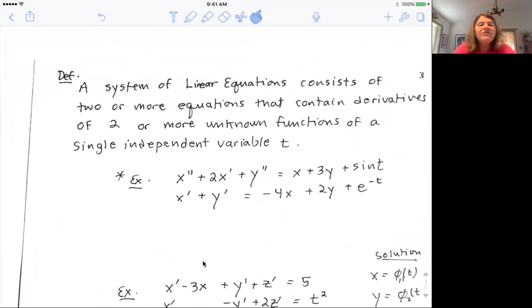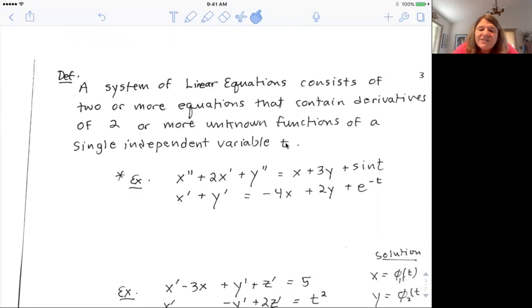It says a system of linear equations consists of two or more equations that contain derivatives of two or more unknown functions. So for us, it was x1 and x2. We didn't know how much salt was in either tank. Of a single independent variable t. Our independent variable t was time. What's happening to the salt in the tank with respect to time. And so we want our solution to look like how much salt is in tank A at any time t. Same thing for tank B.